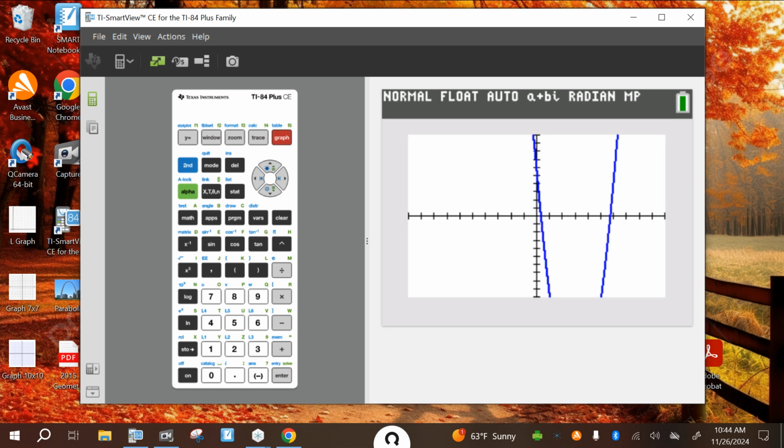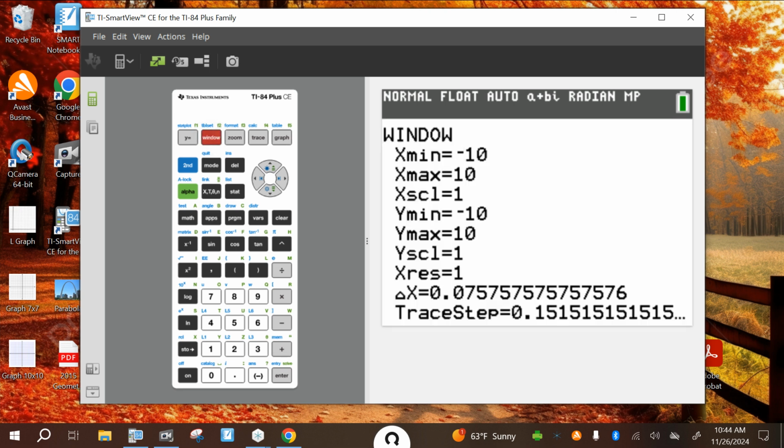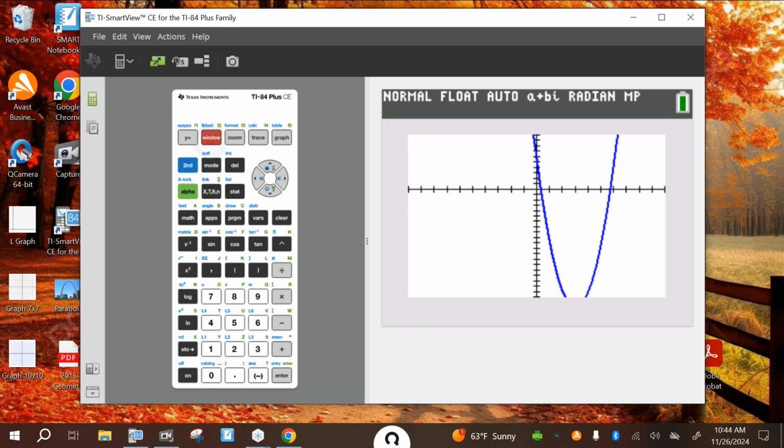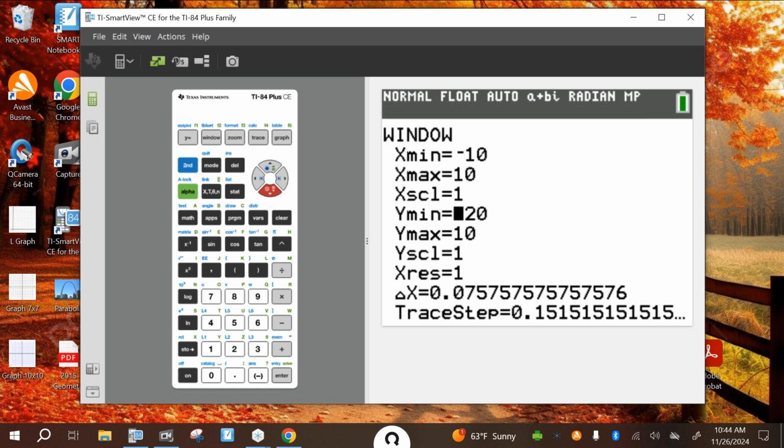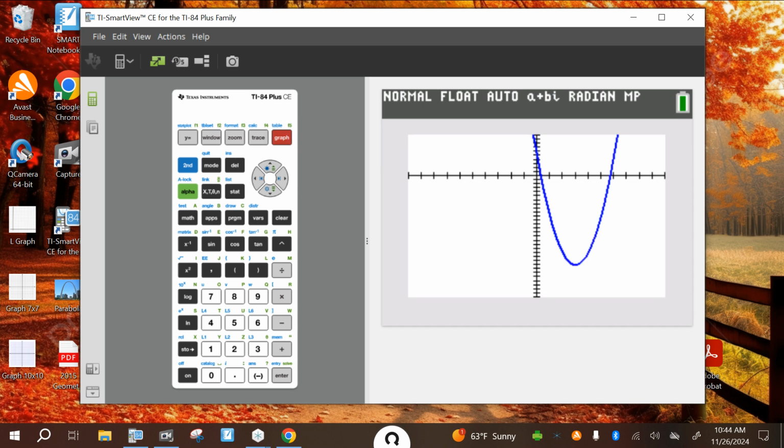So if we hit graph on this one, do you see your vertex? No. What are we going to have to do? Adjust the window. What part of the window are we going to adjust? The y minimum. We need to make it negative what? Maybe try negative 20? 20 doesn't work. So yeah, let's make it a negative 30. Good job. You were right. So change that y minimum to negative 30.